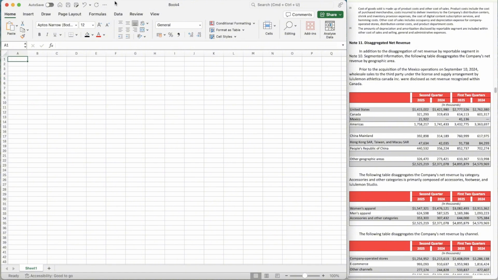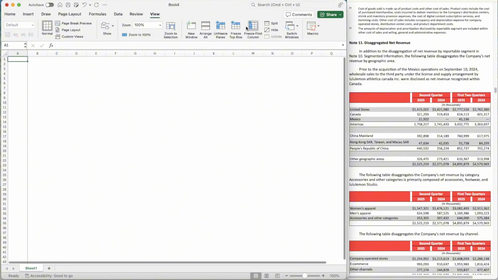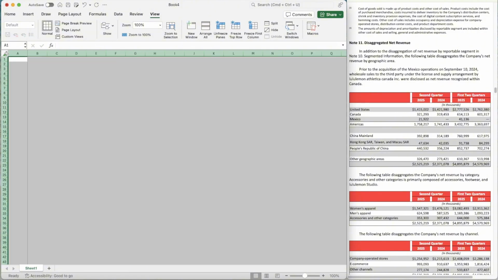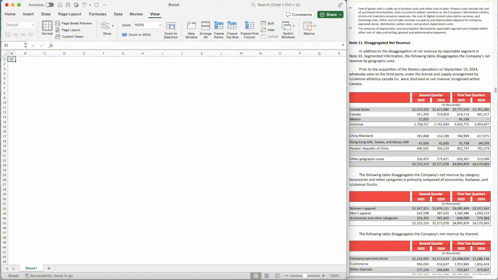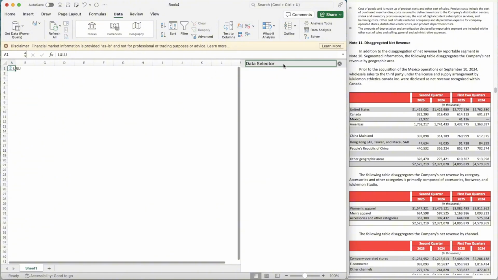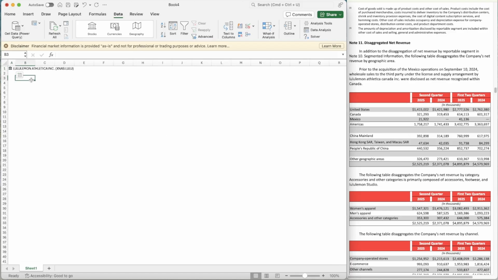We're going to start with the WACC, and as always, open a new spreadsheet, go straight to page layout. We take the grid lines off. Actually, we don't really need the freeze for the WACC, so don't do that just yet. Let's make the A column a bit smaller, and type Lulu there. Then we go data, stocks, and it's this one, the one listed on the NASDAQ.